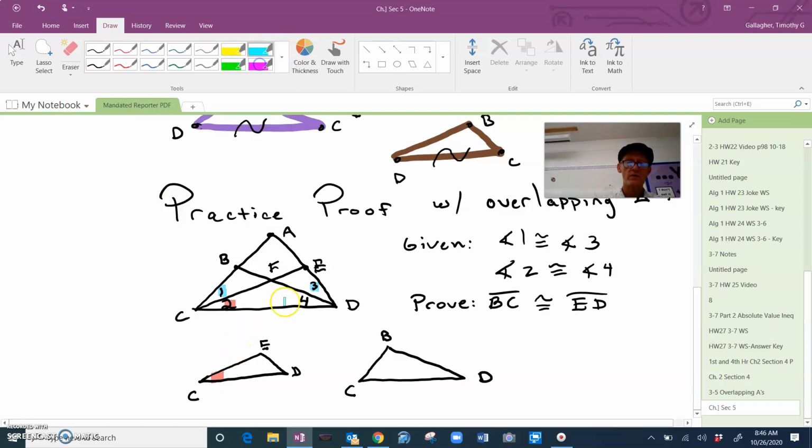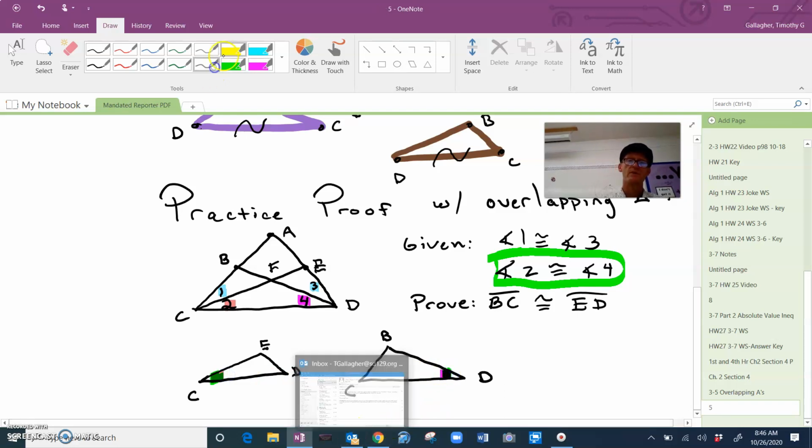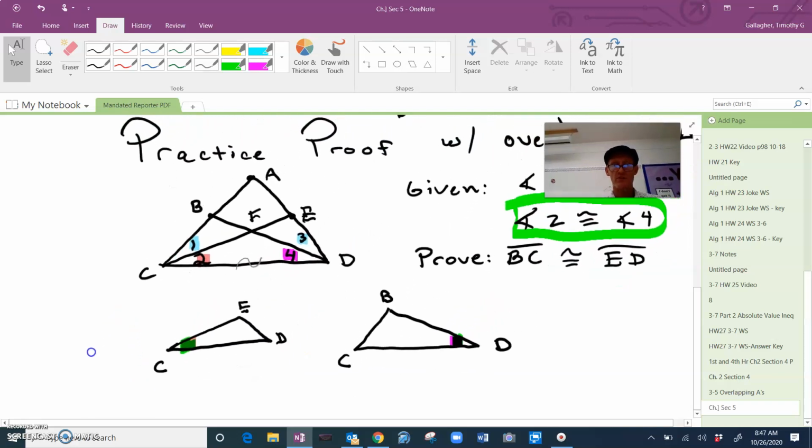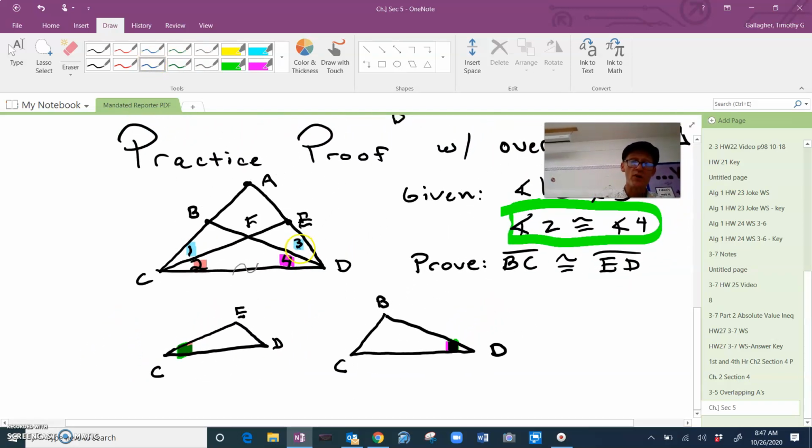And angle 4 is this angle right here. And we see that 2 and 4 are equal. All right, so those angles are congruent. And then you also have this reflexive side. Okay? Now, look at angle. This problem is really tricky, but you got to see it. All right? And we're going to do the proof. But angle 3 is congruent to angle 1, and angle 2 is congruent to angle 4.